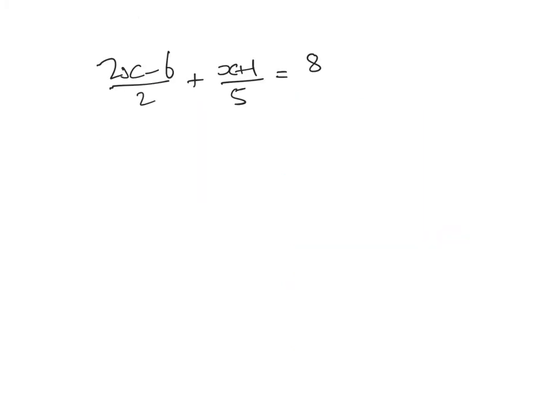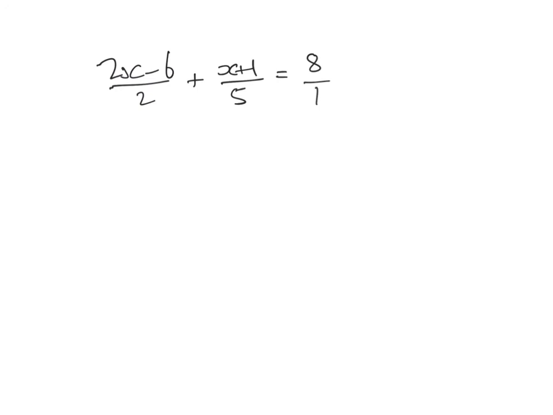Now here's another slightly more complicated equation. It has 3 terms. There are 2 fraction terms on the left-hand side and 1 number on the right-hand side. We could turn it into a fraction by making it 8 over 1 if we wanted to. Now, you could just work on the left-hand side.